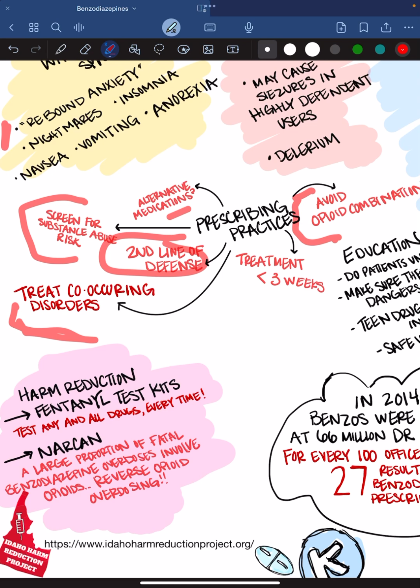And then Narcan, since a large proportion of fatal benzodiazepine overdoses also involved opioids, and the reverse of that as well, it is important to reverse opioid overdosing by administering Narcan, even if you think that they've only consumed a benzodiazepine. You never really know. So it is best to administer it if you have it.